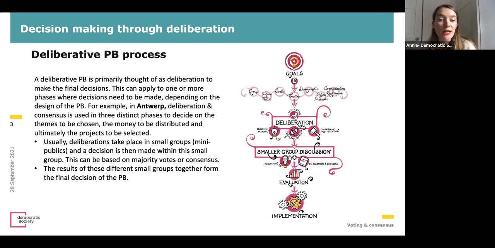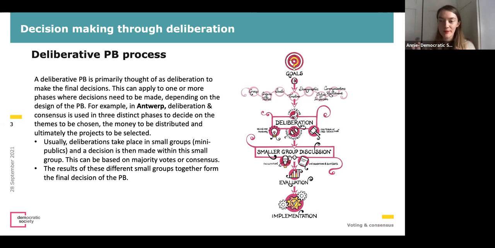So usually deliberations take place in small groups. So things like mini publics, citizen panels, but dividing up the groups. And then a decision is then made within this small group. So this could be made on either majority votes or consensus. So discussing in the group and getting to that final conclusion. And the results of these different small groups together form the final decision. So you might have 10 small groups of 8 people, and then all of that gets collated together, and then that forms the final decision.